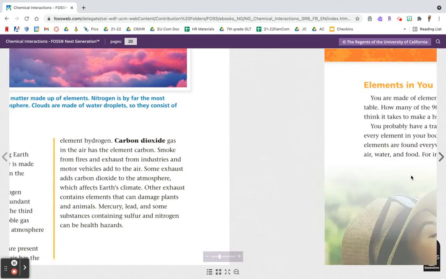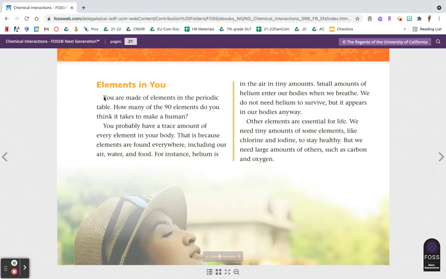Turn to page 21. Elements in you. You are made of elements in the periodic table. How many of the 90 elements do you think it takes to make a human? You probably have a trace amount of every element in your body. That is because elements are found everywhere, including our air, water, and food.